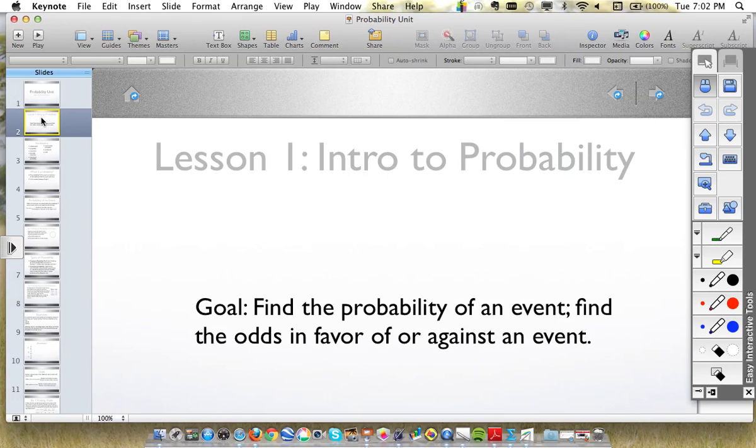So the goal of the unit, of course, is to find the probability of an event occurring. And for today, we're also going to talk about finding the odds in favor of something and the odds against an event happening. A lot of times people interchange the word probability and odds. They mean similar things, but they actually are not synonyms. You can't use one when you mean the other. The probability of an event is different from the odds in favor of that event happening. And a lot of it has to do with the formula. So we'll take a look at that in more detail.